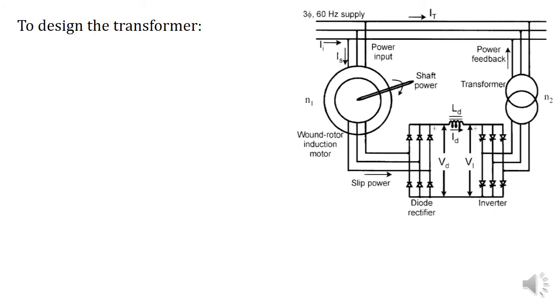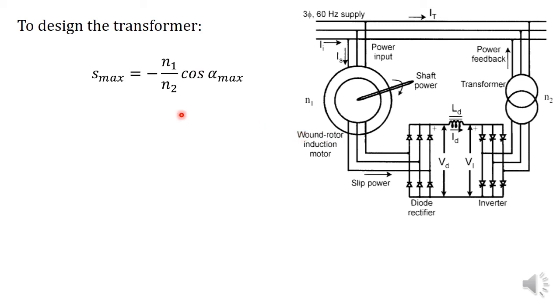Now let's see how to design the transformer that is used on this side for a particular operating condition or for a particular application. That is, here we are going to design or choose the value of transformer turns ratio N2. How is it done?